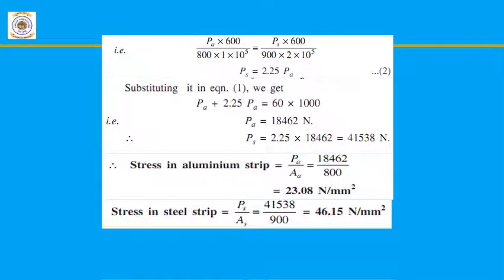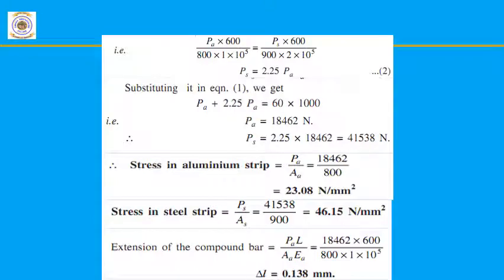Stress in the steel strip is the load on the steel strip divided by the area of the steel strip. The load is 41538, whereas the area is 900. After simplifying, we got 46.15 Newton per millimeter square.